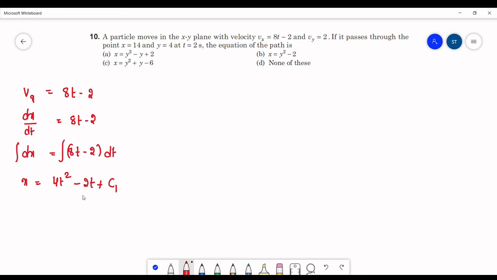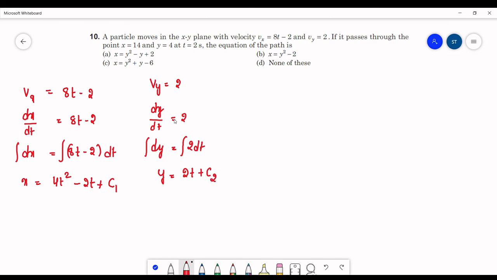Similarly take the velocity vy. Vy is given as 2. Vy can again be written as dy upon dt. So here dy equals 2 dt. Again we are going to do an indefinite integration, so there will be a constant in the result. So y will be equal to 2t plus some constant, let us take it as c2.